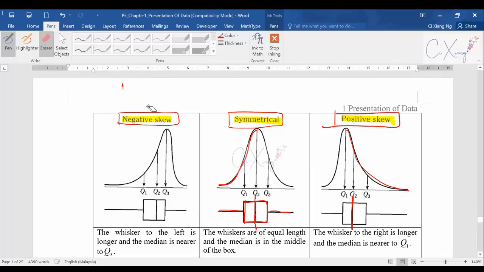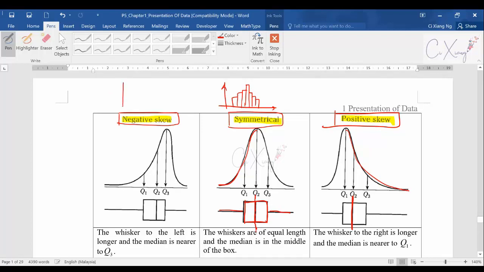Sorry, I drew it wrongly. Okay, so on the symmetrical side, your histogram will look more or less symmetrical, left and right. That means your highest bar will be in the center, and the left and right hand sides might not be exactly the same height, but more or less they look the same. So we call it symmetrical if you look at it from the histogram.